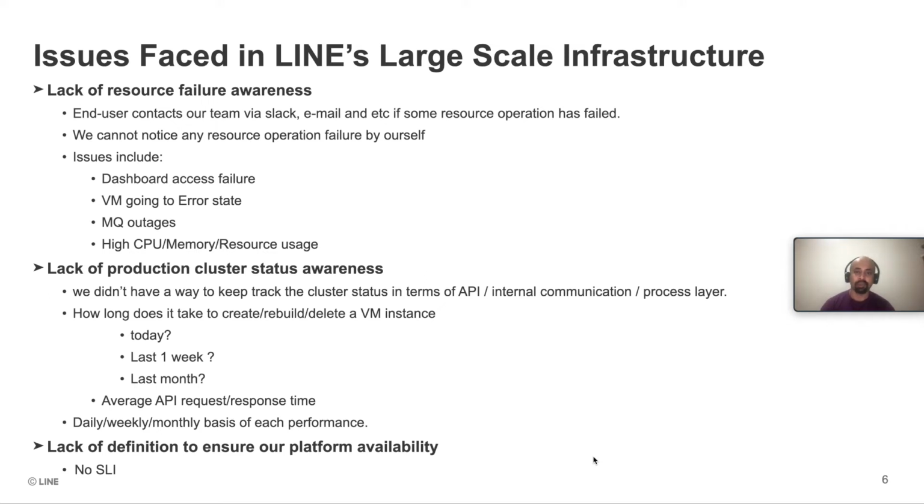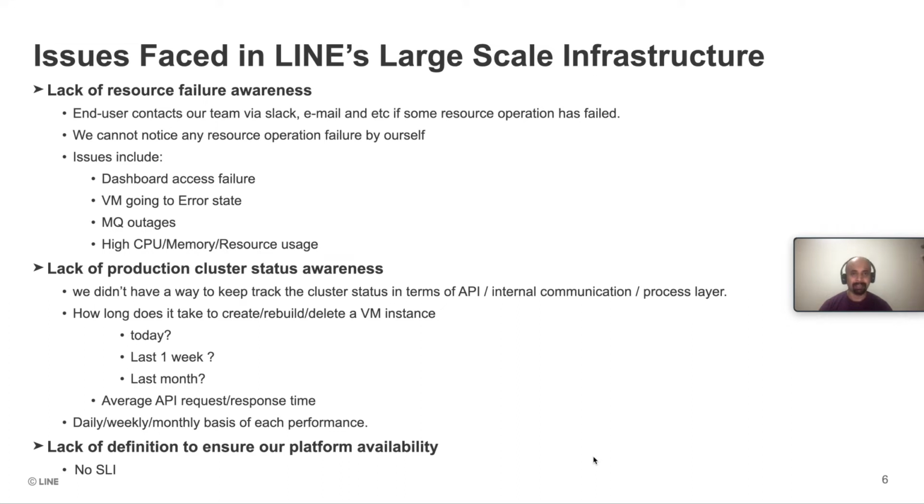Some of the issues which we faced in LINE when handling such a large scale were, the first one, the lack of resource failure awareness. What it means basically is that if a resource failed in any particular area, for example, if a VM was not getting created or a particular user resource went into an error state, or maybe the dashboard which the user is checking, they are not able to access it, or the developer reports some issues, for example, a volume is not getting mounted, or some other things like a messaging queue facing an outage, or high CPU, high memory resource usage.